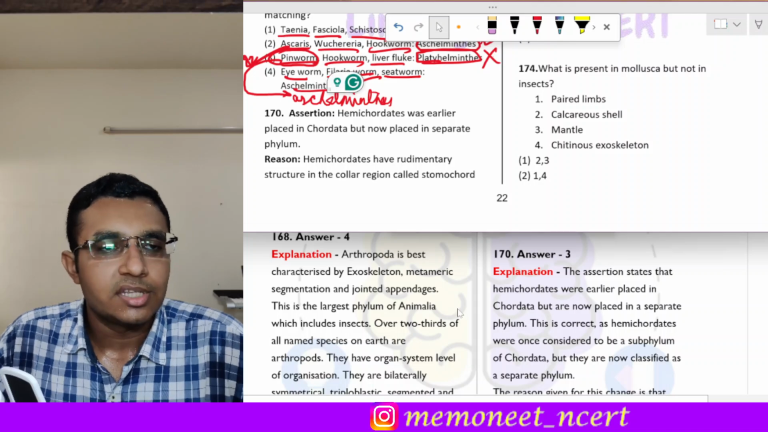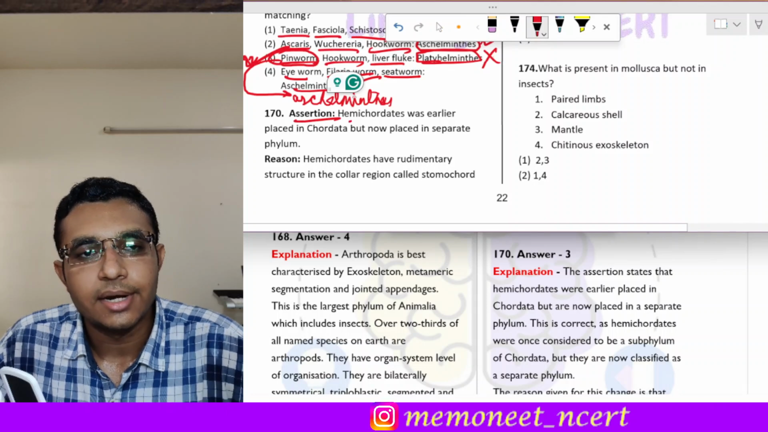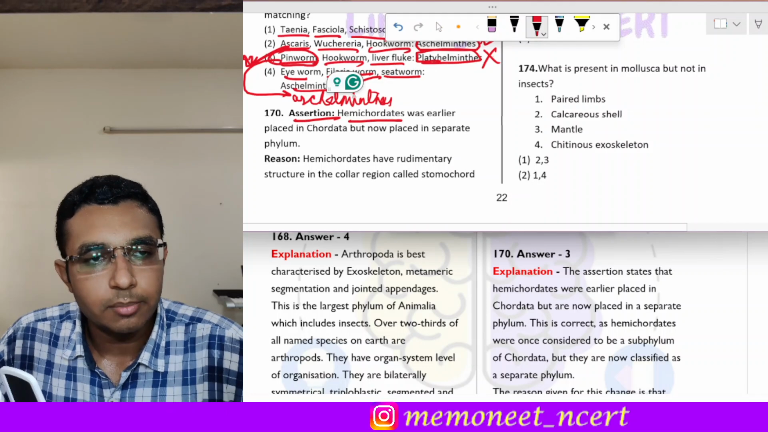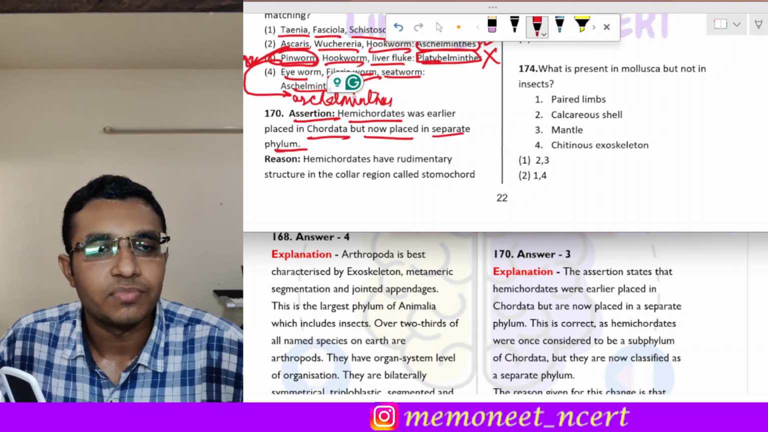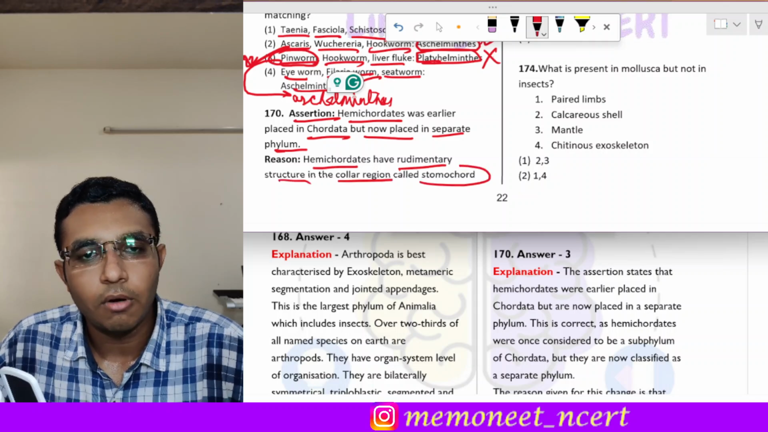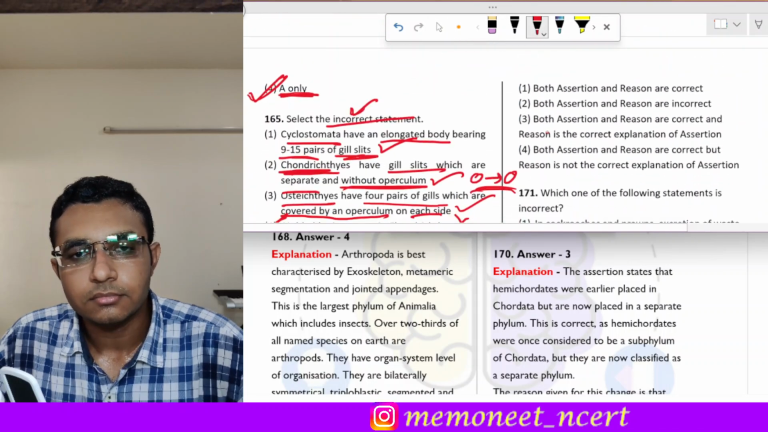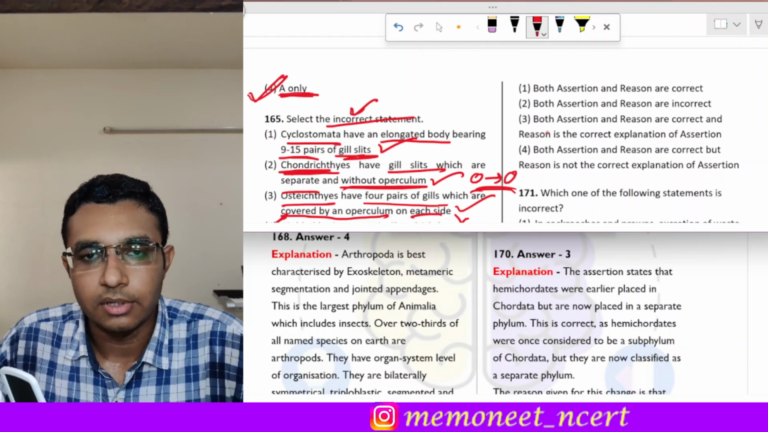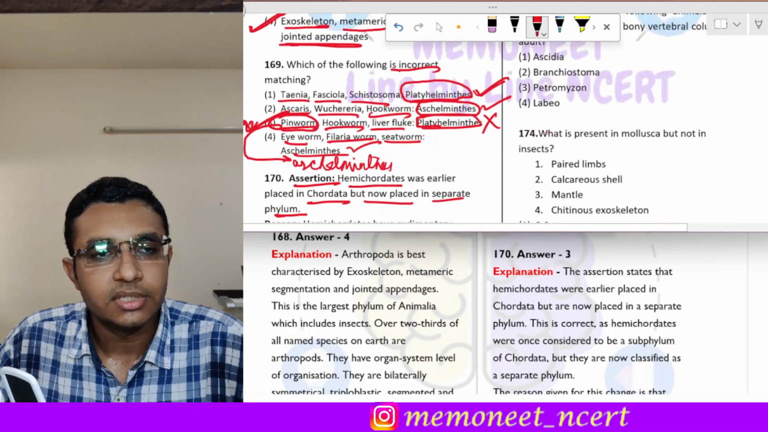The question 170 is an assertion reason type of question. The assertion here states that hemichordates were earlier placed in chordata, but are now placed in a separate phylum. The reason given here is hemichordates have a rudimentary structure in their collar region called stomochord. So what is correct over here? Now see, the correct answer is option 3. And why?